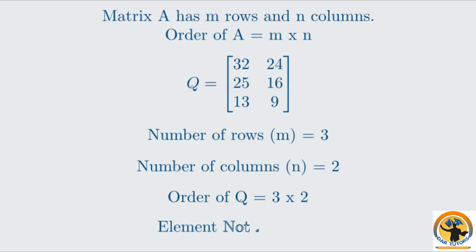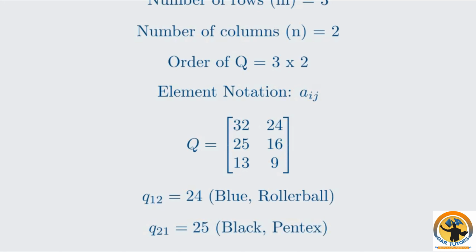We can refer to a specific element within a matrix using its position. We use the notation a sub ij, where i is the row number and j is the column number. For instance, a sub 1,2 refers to the element in the first row and the second column. In our sales matrix Q, Q sub 1,2 is 24, as it's the number at the intersection of the first row, blue pens, and second column, Rollerball. Similarly, Q sub 2,1 is 25.